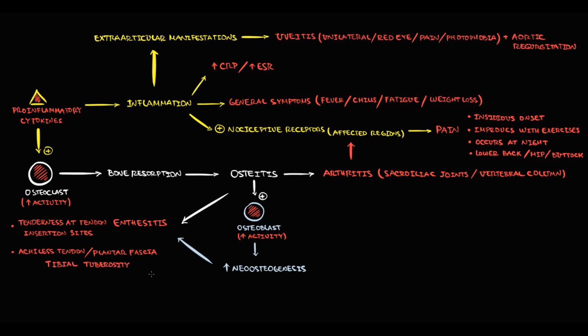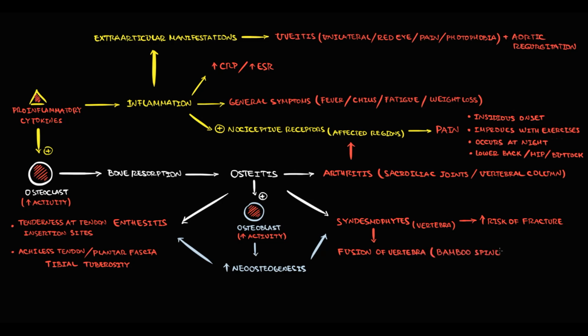In the vertebra, prolonged enthesitis leads to formation of a new bone tissue, which we call syndesmophytes. First of all, formation of a new bone tissue significantly increases the risk of fractures. In addition to this, overgrowth of the new bone tissue in the spine can lead to a fusion of the vertebra, a condition known as bamboo spine.